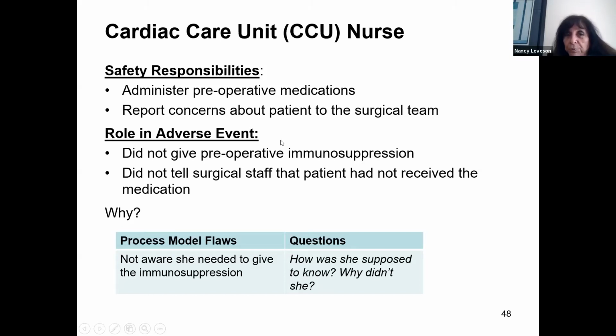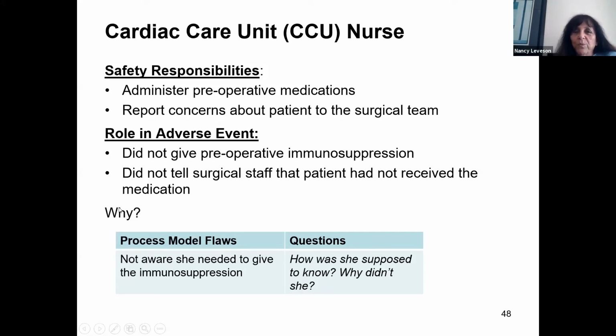She didn't give the preoperative immunosuppressant and didn't tell the surgical staff in the handoff that the patient hadn't received the medication. If we stop here, which is where we usually stop, the nurse is guilty. I mean, clearly, she didn't do those things. But we can't stop there. If we really want to find out why, we need to know why she didn't. Was this just some kind of bad day for her or what?